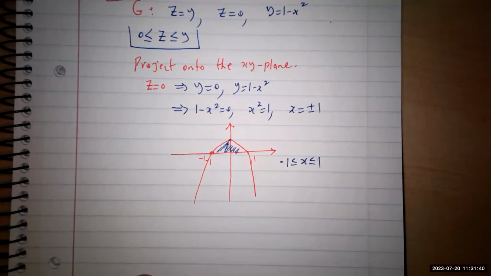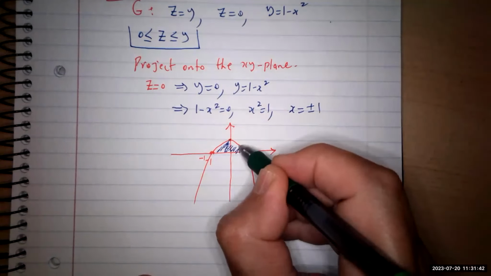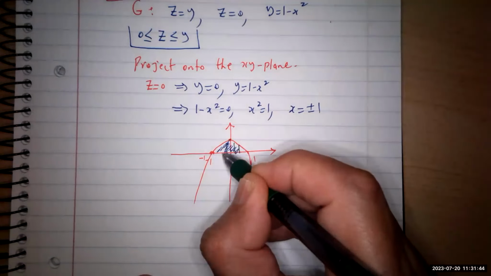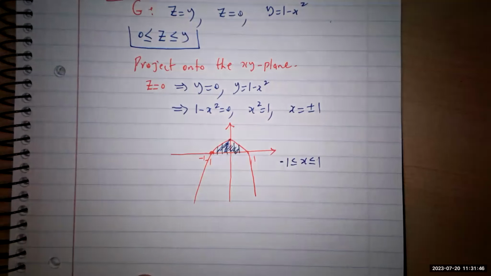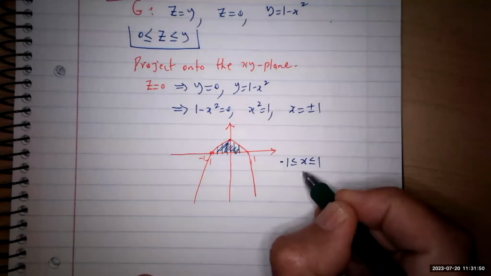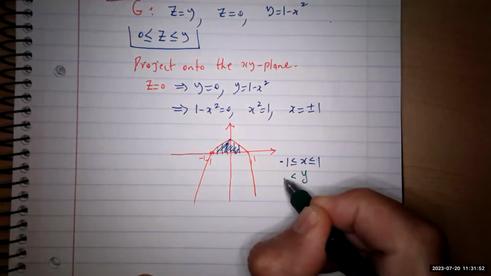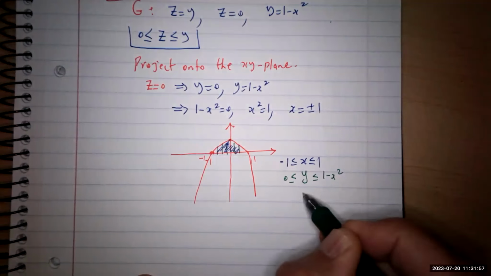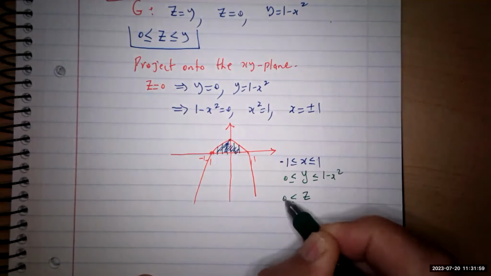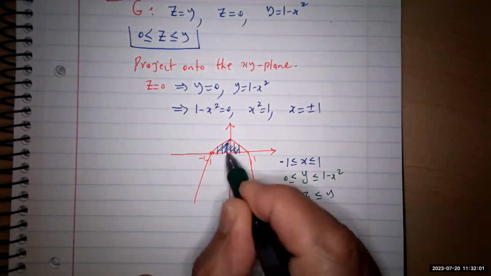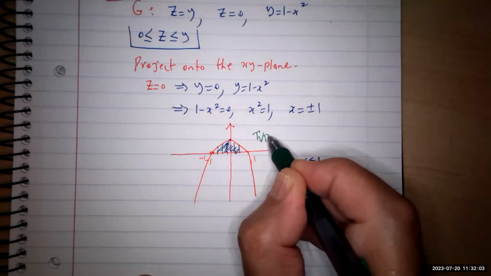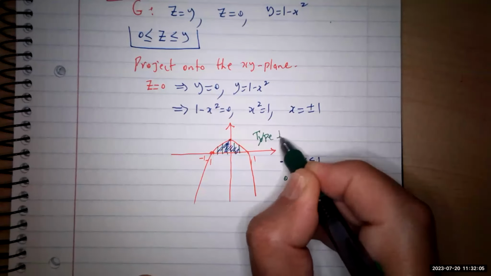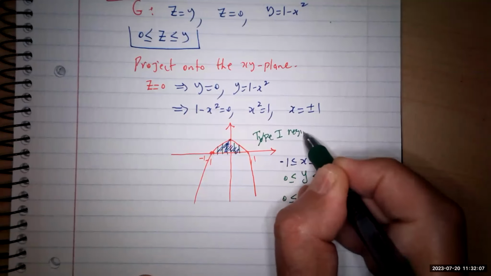In order to get y, we go up and down. You see, up, down, it's going to be y equal to 0 and y equal to 1 minus x squared. So your y is going to be greater than or equal to 0 and less than or equal to 1 minus x squared. And you already decided about the z. That's it. So this is a type 1 region for the projection.